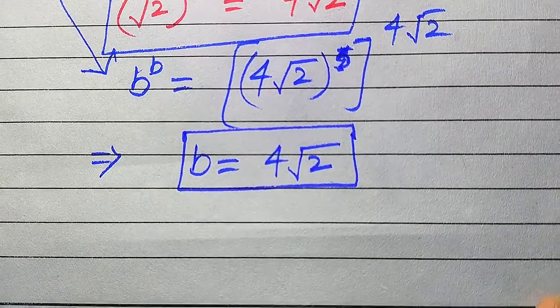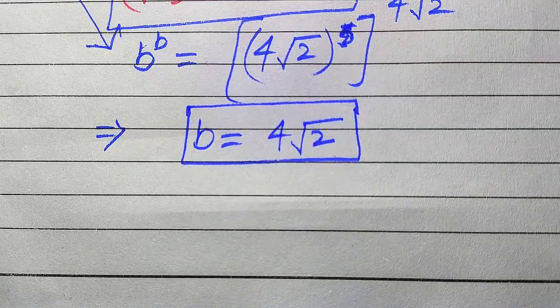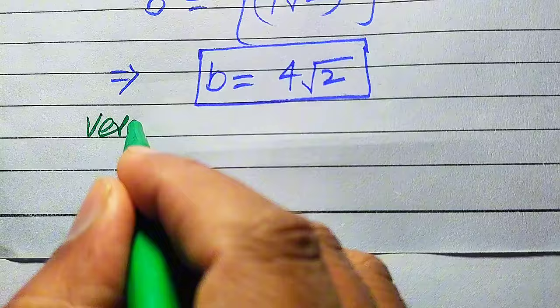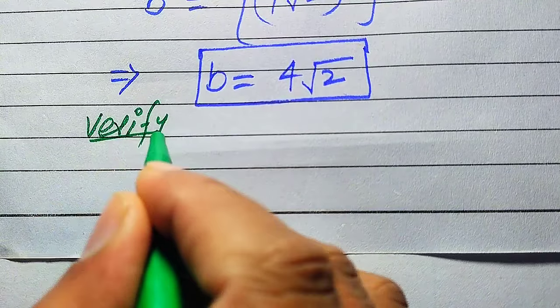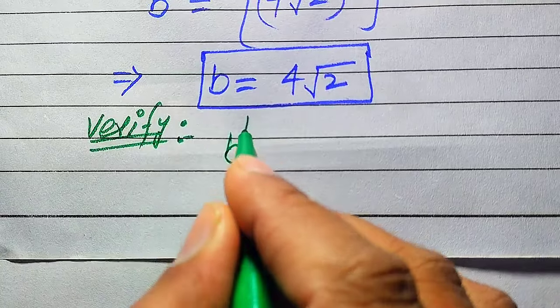So this is the only root of this equation which we get here, and now in the next step we need to verify whether this value of b is a solution of the given equation, or whether this value of b is an extraneous root. So for verification of these roots we need to copy down the given question statement.